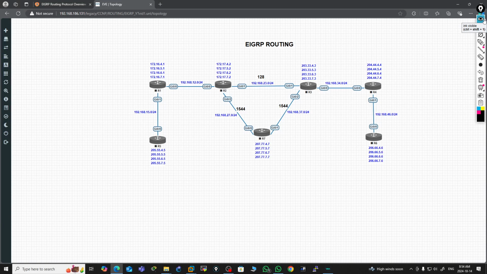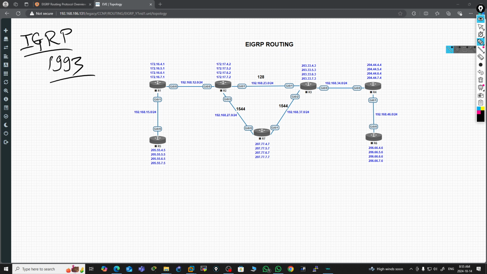So today we're going to do a video on EIGRP. It's a dynamic routing protocol, Cisco proprietary. And EIGRP is an evolution of IGRP, Interior Gateway Routing Protocol, up to 1993. Then it became Enhanced Interior Gateway Routing Protocol. So, a little bit of the theory.